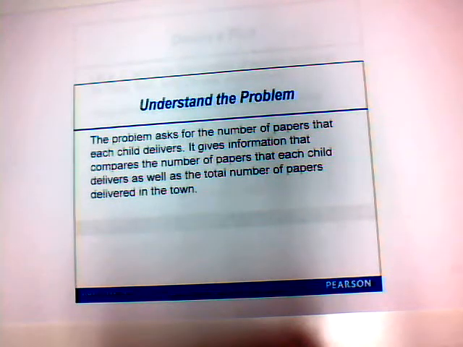Now, here the problem asks for the number of papers that each child delivers. It gives information that compares the number of papers that each child delivers as well as the total number of papers delivered in the town.